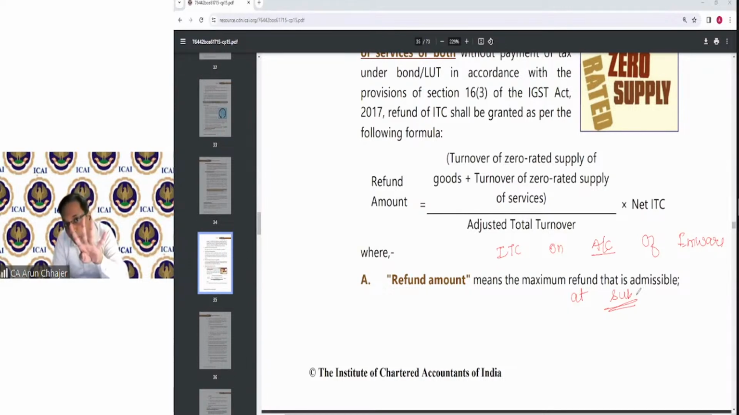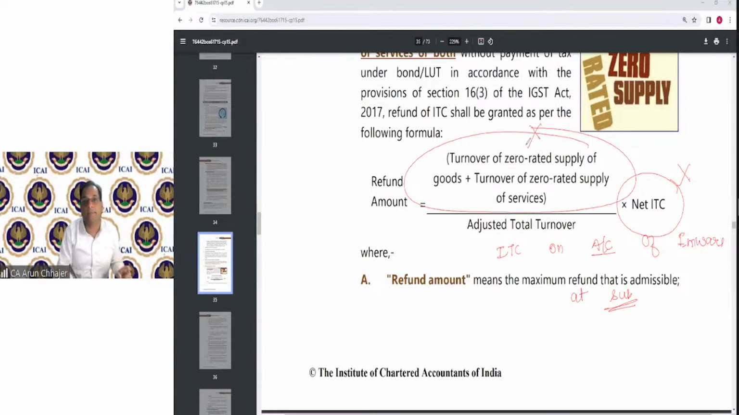If my inward supply, who am I? I am an exporter. If I am an exporter and my inward supply is at a substantially lower rate, then first point, this ITC of 0.1% etc. will not be included in net ITC. Also, it will not be included in the zero rated supply.